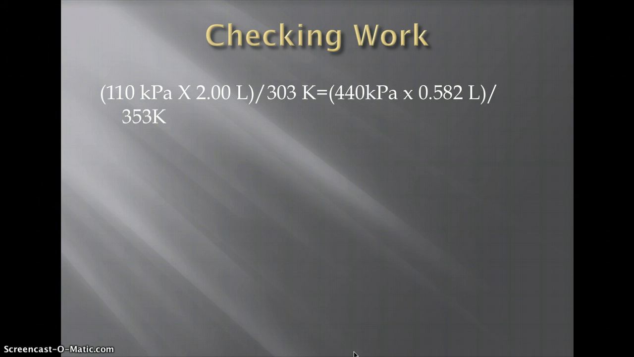And our final answers were 0.726 from the left side and 0.7255 from the right side. And in the end, they are equal because we have to round it up for the significant figures.